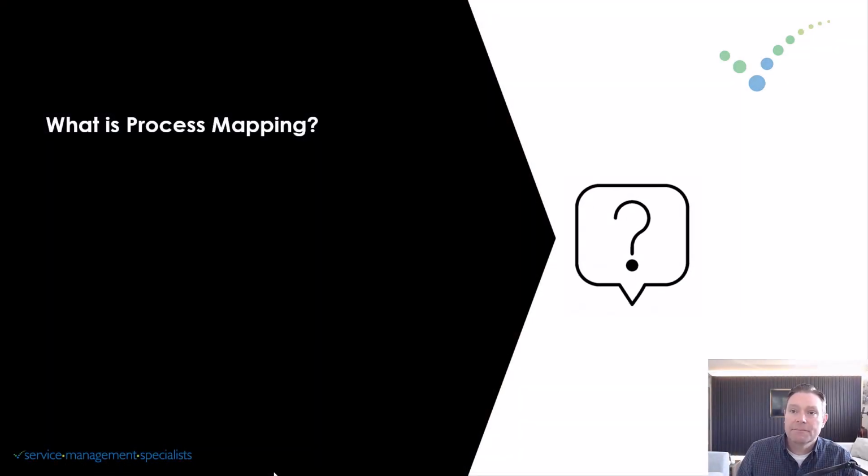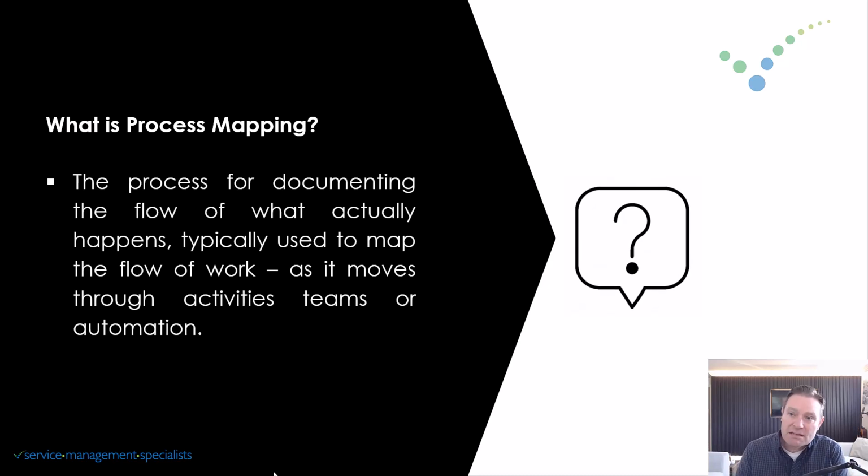So in this short video, I'm excited to share with you some of our learnings around the basics of process mapping to help you get started with your improvements and get yourself underway. So let's get started. So what is process mapping? Really, it's the process of documenting the flow of what actually happens, typically used to map the flow of work as it moves through activities, teams, or automation.